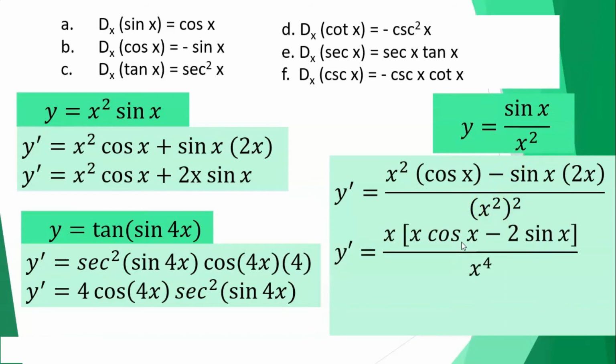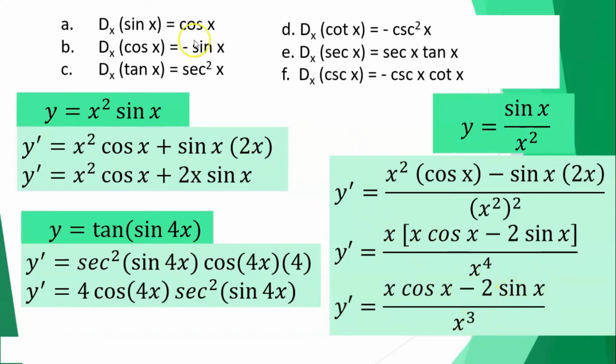At this point, x in the numerator is common, so factor it out. What's left is x cosine x minus 2 sine x over x to the 4th. At this point, we can cancel x. So the final answer is x cosine x minus 2 sine x over x cubed. Okay, another.